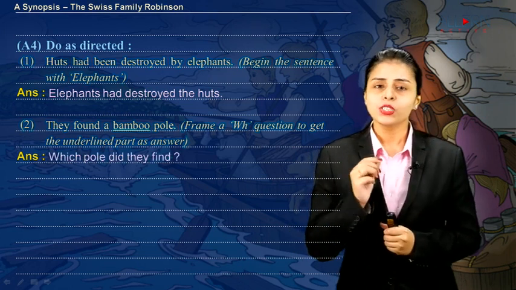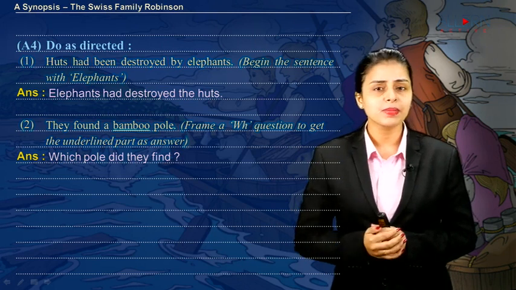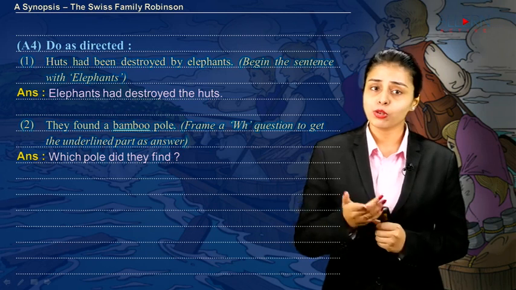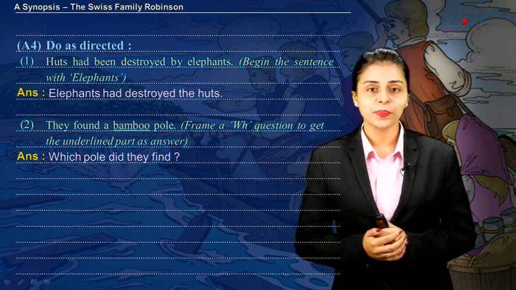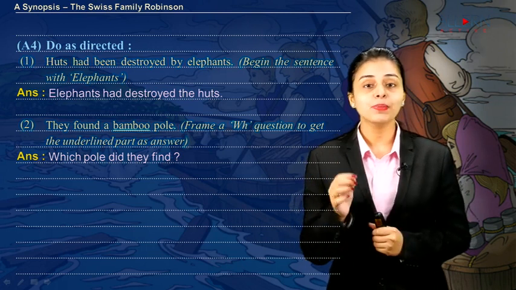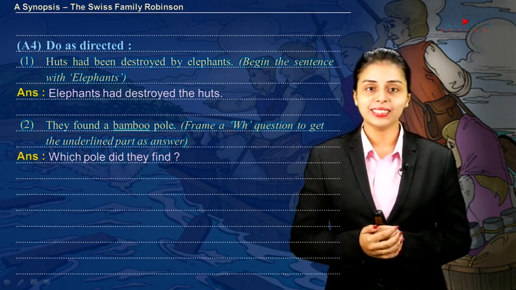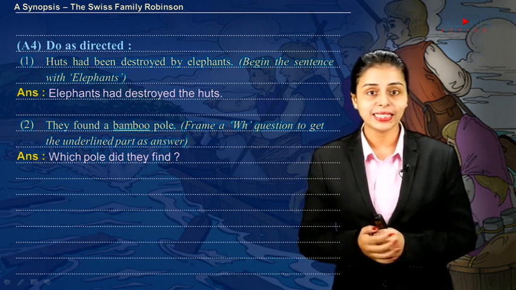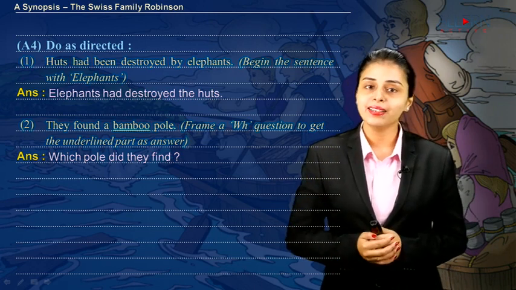Now, you might think that why can't we write the same sentence as which pole do they find? Now that also sounds correct, but that's wrong. Because if I would have selected which pole do they find, I will be changing the meaning of the sentence. Because the verb that is there in the question, found, is in the past tense. So therefore, I have selected did.